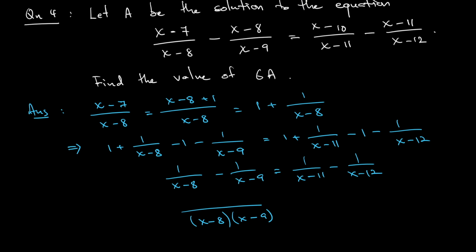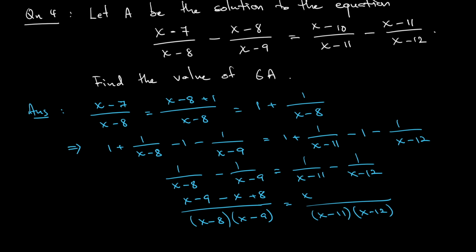Okay, notice that the numerator now would become x minus 9 minus x minus 8 in a bracket. So when you open the bracket, it will be minus x plus 8. Alright, be careful about that. So here is x minus 11, x minus 12.